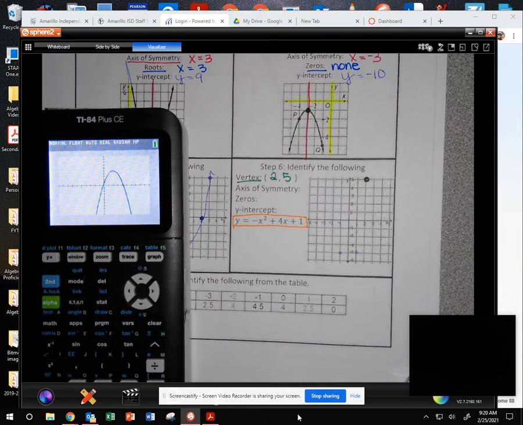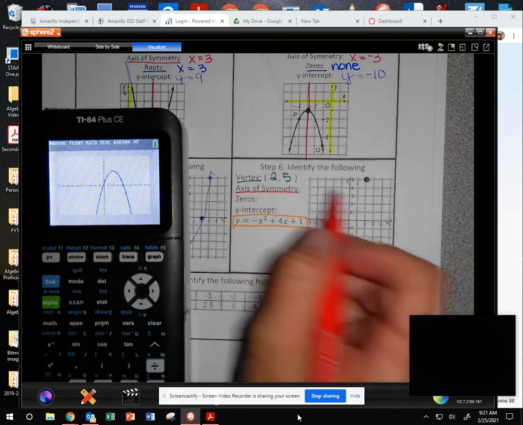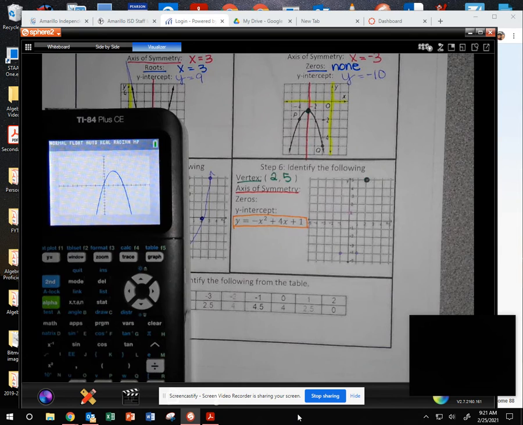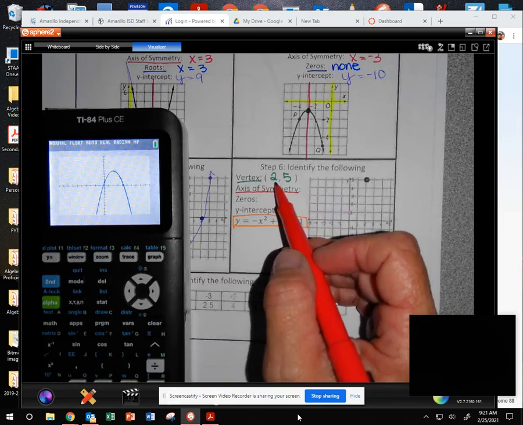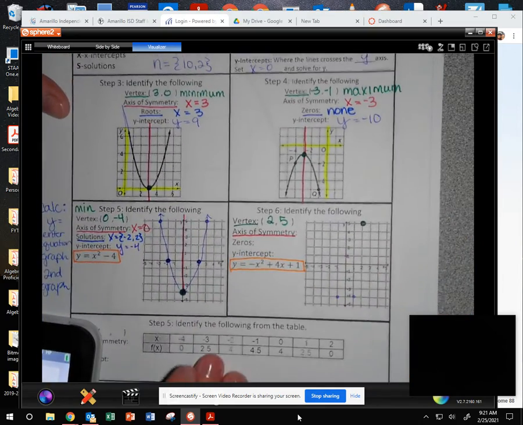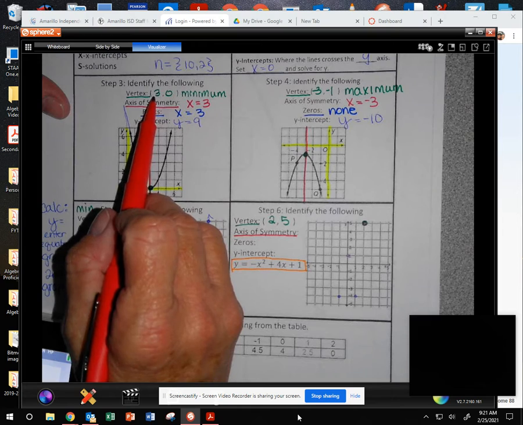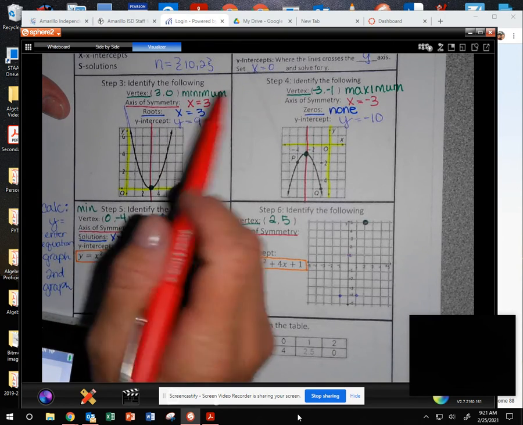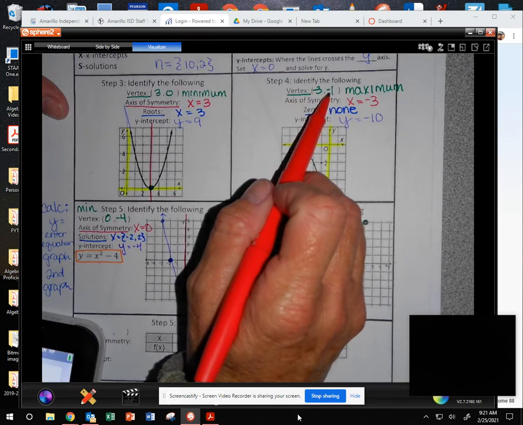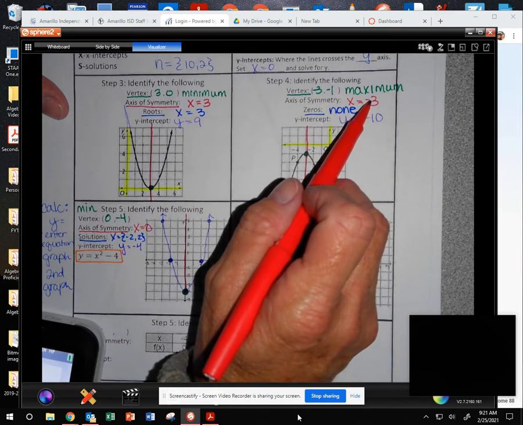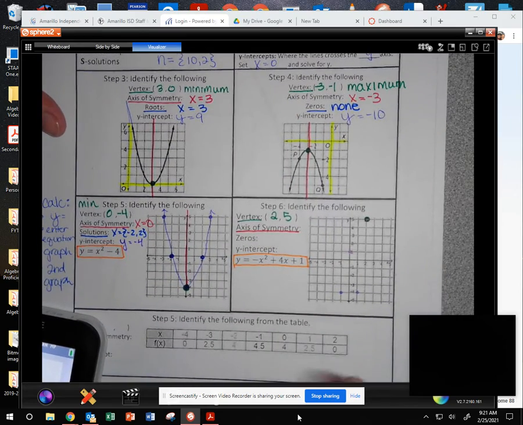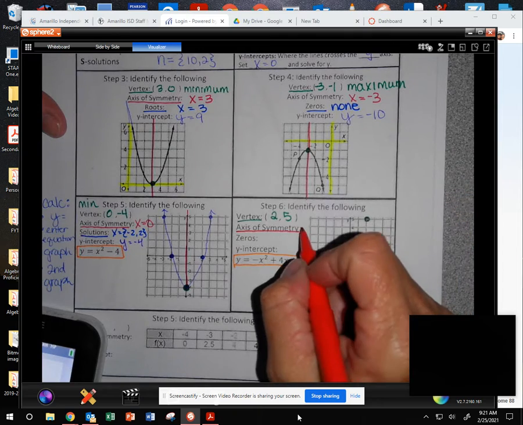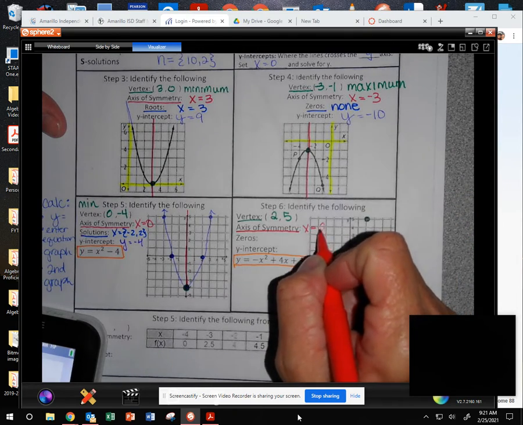Okay. Now, I can also tell what my axis of symmetry is going to be. And now, how would you do that? Whatever your vertex is, so go back and look at your vertex 2, 5. Notice on all of these, my vertex is 3, 0. My axis of symmetry is 3. My vertex is -3, 1. My axis of symmetry is -3. So whatever your x is in your vertex, that is going to be your axis of symmetry. So here, my axis of symmetry will be x equals 2.